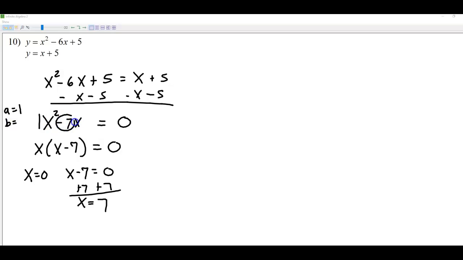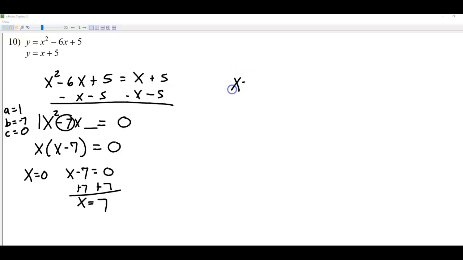The b would be -7. And there is no c, so that would be 0. So you could use that for a, b, and c and use the quadratic formula. You should end up with 0 and 7.